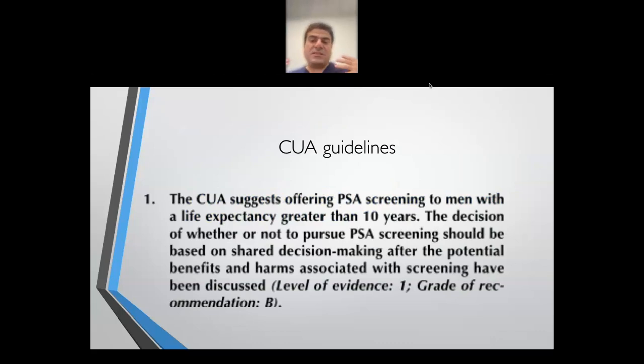So the CUA suggests that if you have a patient who has life expectancy more than 10 years, it's a discussion. We're not saying you should do it. It's a discussion between you and the patient talking about the benefits and the harms of the screening. And this is fair. I don't think anybody should force any screening on anybody. Next.